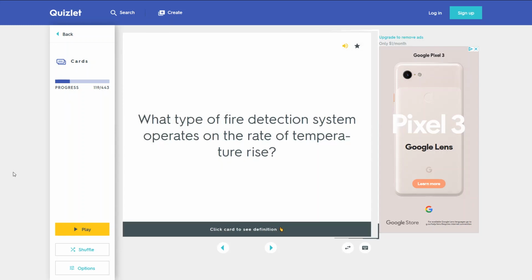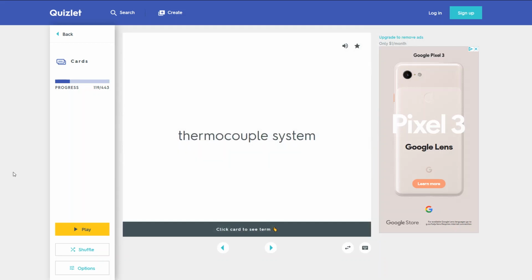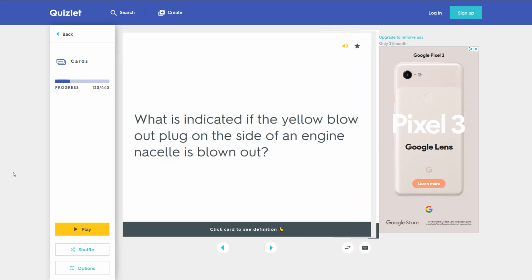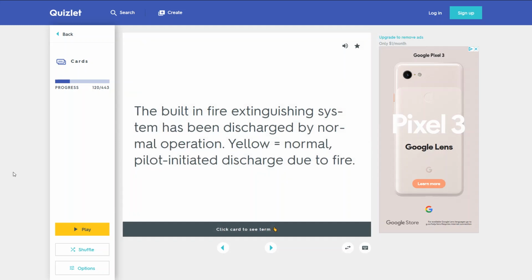What type of fire detection system operates on the rate of temperature rise? Thermocouple system. What is indicated if the yellow blowout plug on the side of an engine nacelle is blown out? The built-in fire extinguishing system has been discharged by normal operation. Yellow equals normal. Pilot-initiated discharge due to fire.